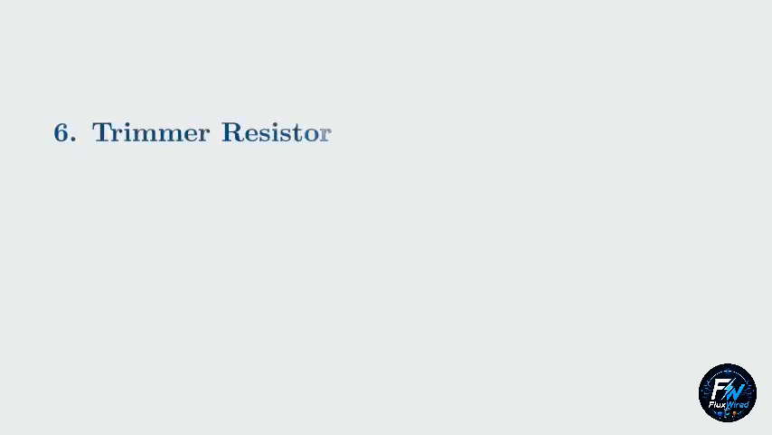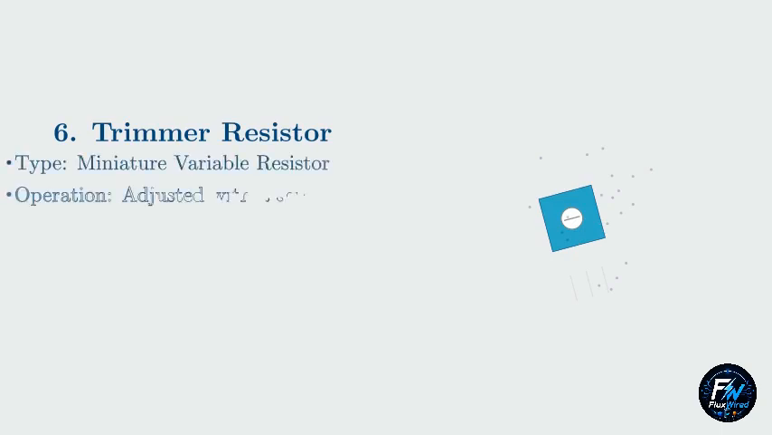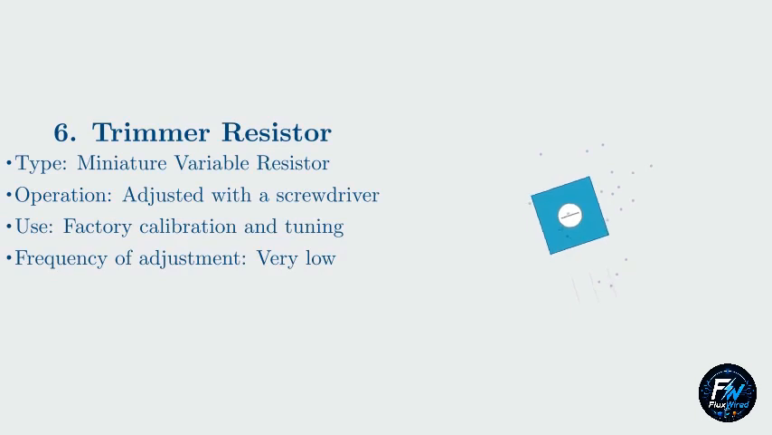If a potentiometer is meant for the user to turn, the trimmer resistor is meant for the engineer. Trimmers, often called trim pots, are tiny variable resistors mounted directly onto the circuit board. You won't find these on the outside of a device. Instead, they are hidden inside, used to fine-tune a circuit during the manufacturing process.